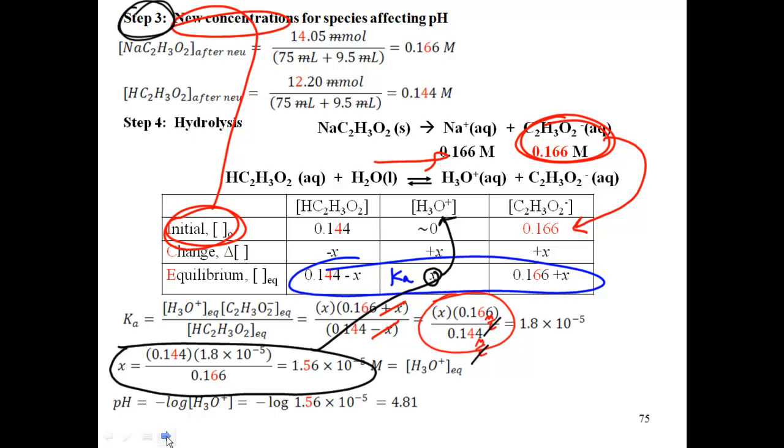Okay, you can only do that if it's a buffer. If it's not a buffer, you can't do it by moles. You've got to do it by concentration. Look at the formula. It's in concentration. It has brackets. That means concentration. These have to be molarity.